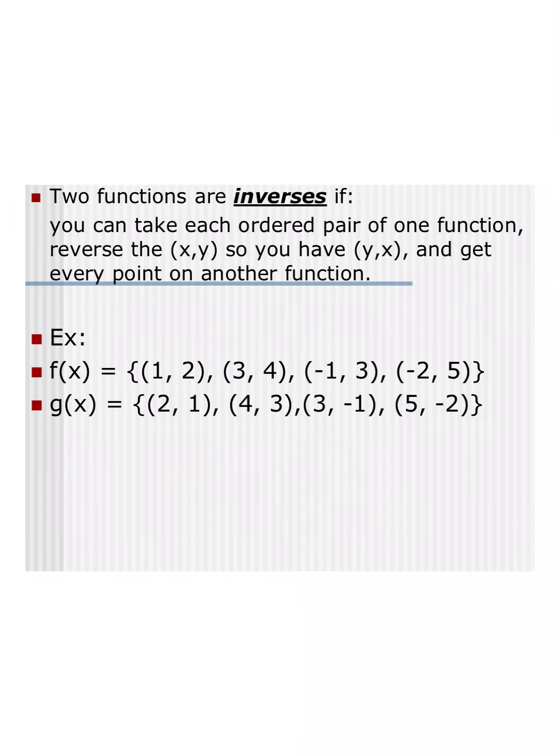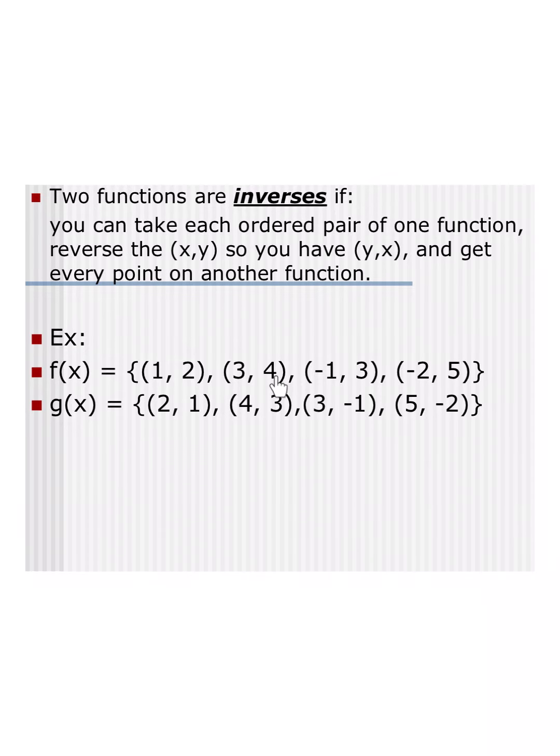Let's get started. Simply put, two functions are inverses if you can take each ordered pair of one function, reverse the x and y so you have y, x, and get every point on another function. So let's look at this. I have my first function here, f of x, and you see that I have the ordered pair (1, 2). For my other function, in order to be an inverse, it needs to be the exact opposite, which is (2, 1). And I can verify this for all of my points.